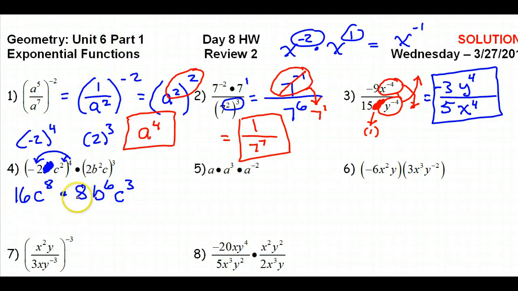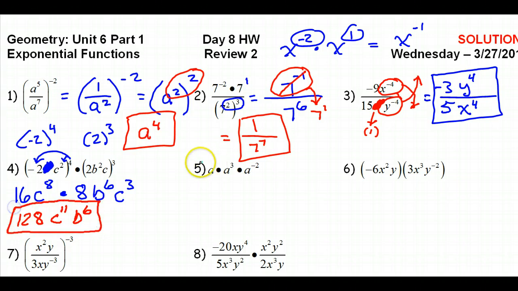I have to do 16 times 8. So that's going to be 128. And then putting these c's together, the 8 and the 3, so that's going to be c to the 11th power, and then of course I have b to the 6th power. So that'll be the final answer for number 4.